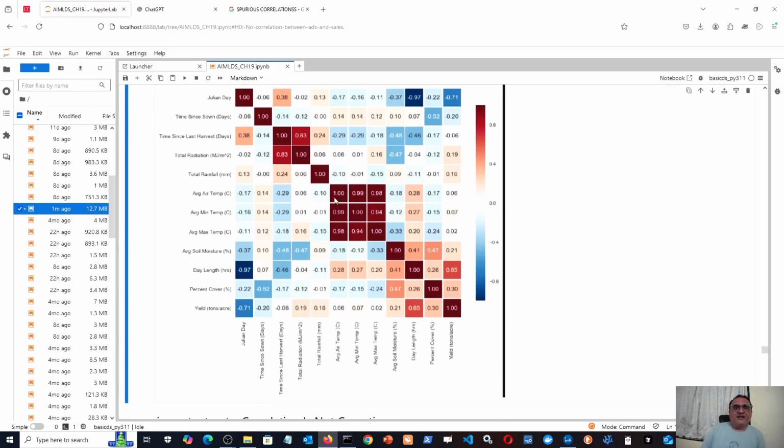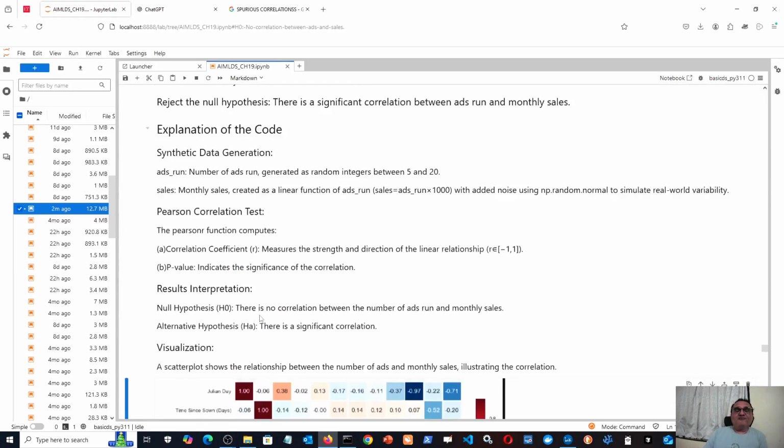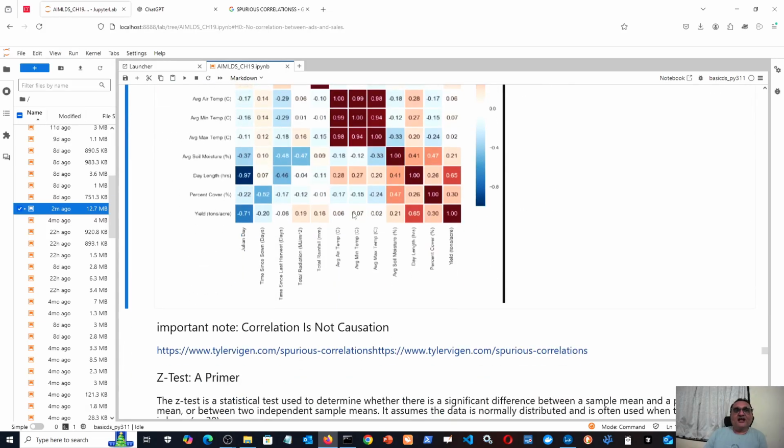Suppose this Julian day, I just remove it. Okay, so in that case, I want to find a linear model which can help me predict how much the crop yield will be, provided these parameters are given to me. These 9 or 10 parameters or features are given to me. Now, for that, I find the Pearson correlation, and I plot this kind of heat map.